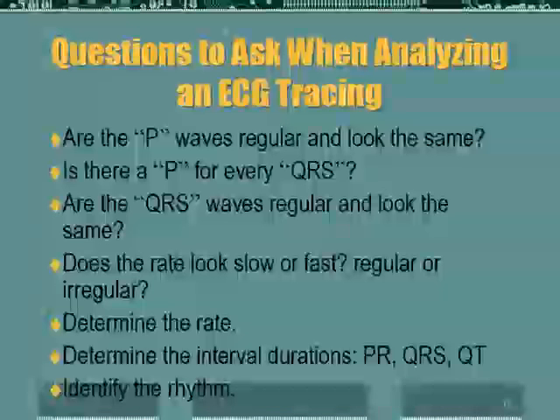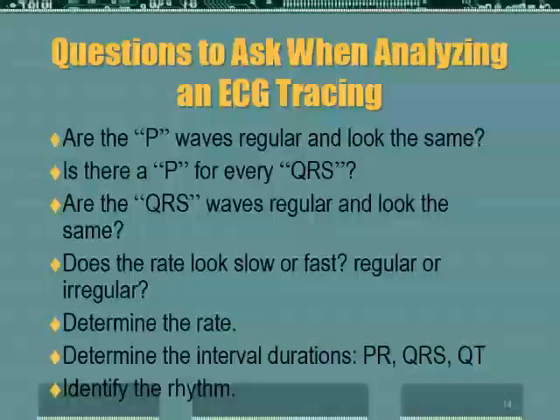Other questions to ask when analyzing an EKG tracing would be, are the P waves regular? Do they all look the same? Is there a P wave for every QRS? So in other words, is there an atrial contraction for every ventricular contraction? The PR interval represents pretty much atrial contraction and the QRS represents ventricular contraction. In some different types of conduction problems, there won't be a P wave for every QRS, or sometimes there's more than one P wave for every QRS. So when we start looking at some abnormal rhythms, we may see some funny things like that.